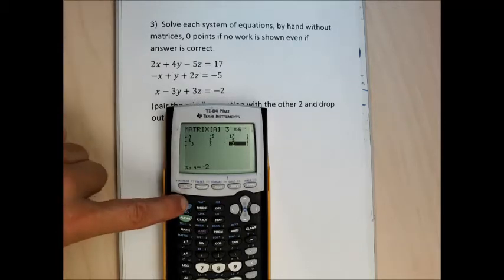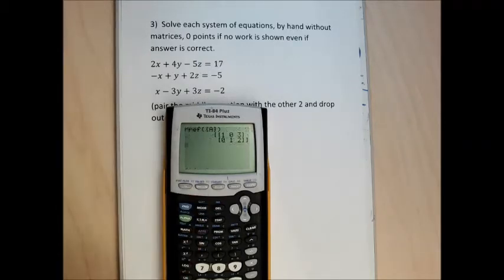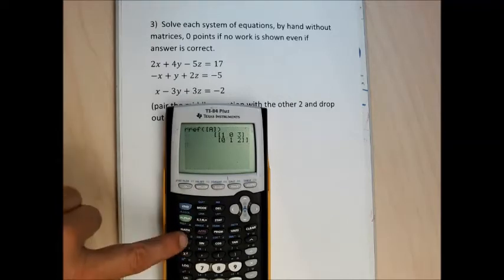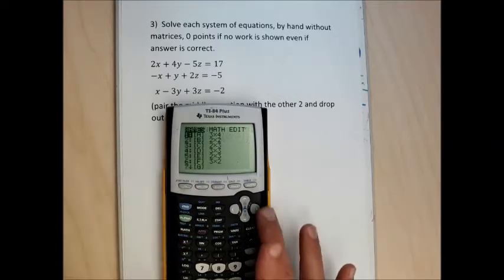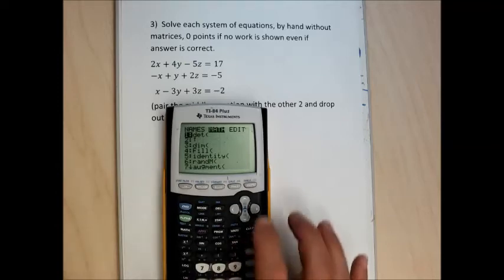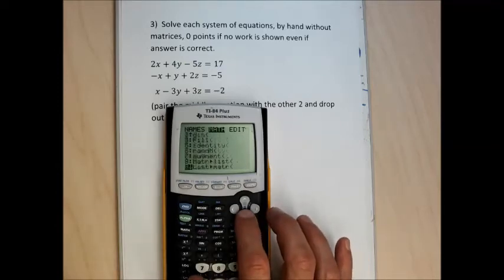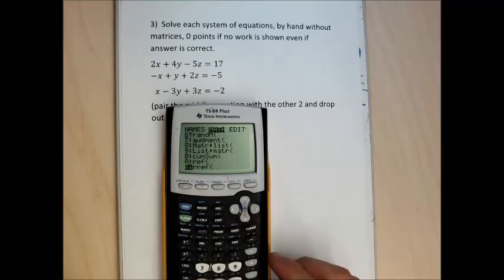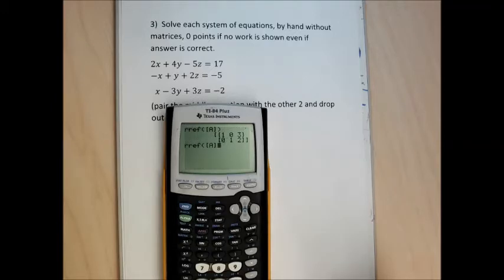Then I go second and quit, and then second and the matrix X inverse key, over to math, down to RREF, hit enter on that, then second and matrix key, I hit enter on names, and whether I do or don't close the parentheses, it doesn't matter. The numbers in the right hand column are going to be my answer.